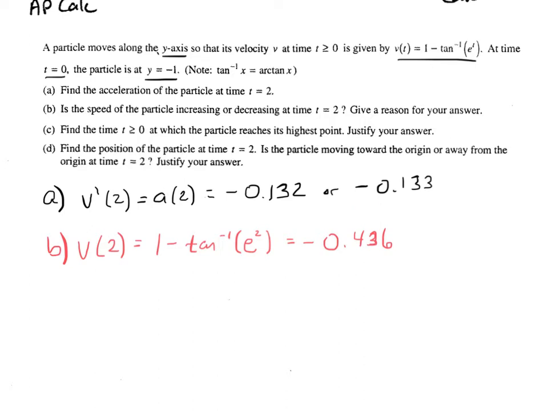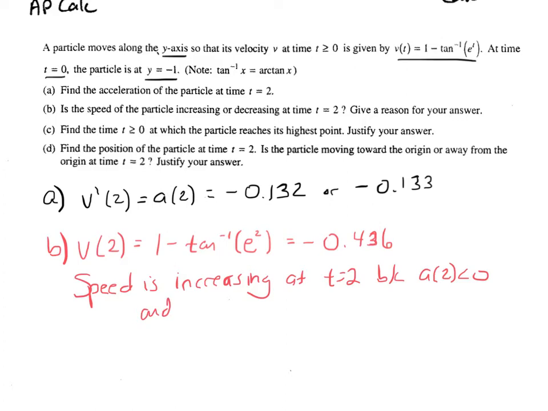So the speed is increasing because both are negative, because acceleration at 2 is negative and velocity at 2 is negative.